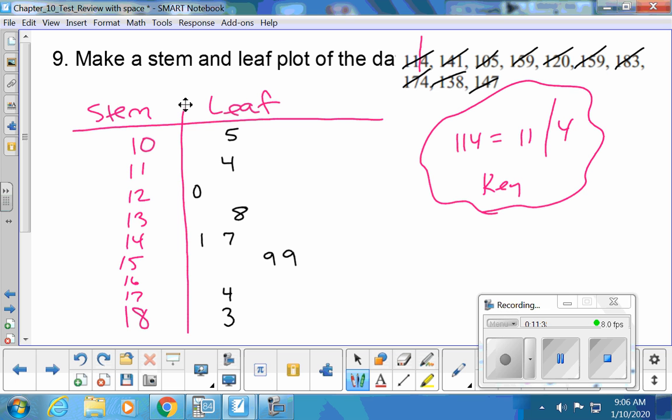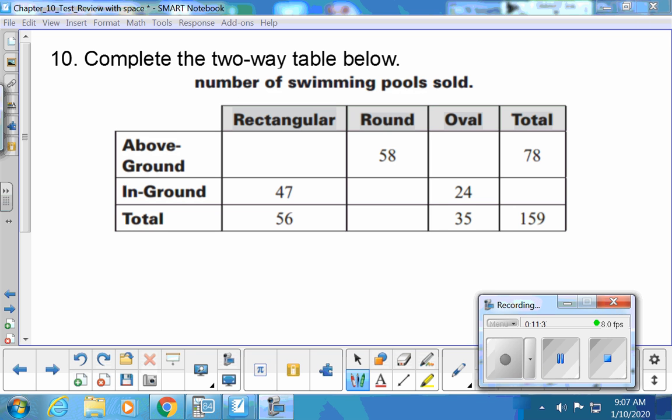All right, looks like we have arrived at a two-way frequency table. Your best bet on these is find a place where you know everything but one box in that row or column. So Ken, where do you want to start? So 35 minus 24. Okay, so it looks like he's going to start here with the oval above ground swimming pools. So 35 minus 24 is 11. You don't have to start there. You could start other places, but that works for me.